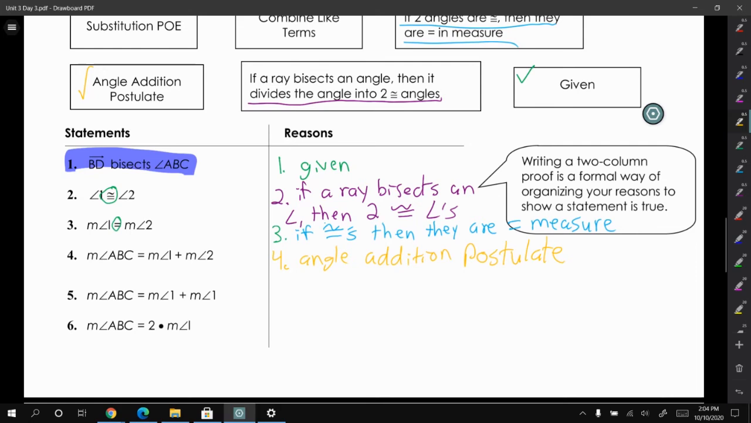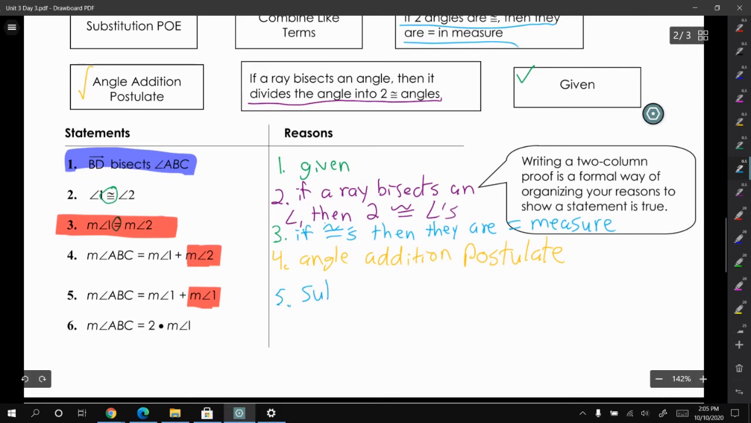And then the measure of angle ABC equals the measure of angle 1 plus the measure of angle 1. So what we did here is we substituted the measure of angle 2 with the measure of angle 1 because statement number 3 says that those two are equal. So we used what we proved in statement number 3 and statement number 4 to get our fifth statement, and we substituted. So this is going to be the substitution POE.